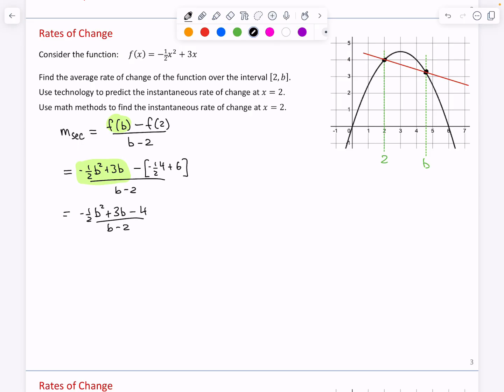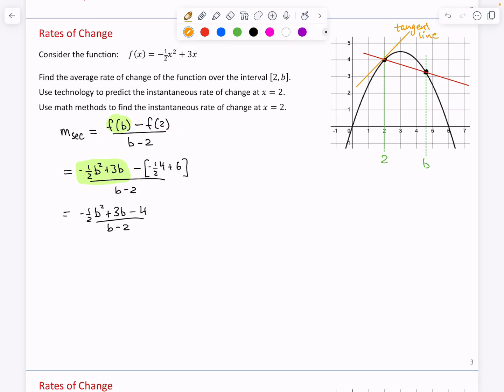This is the formula that will give me the slope of the secant line. All you have to do is tell me what b is specifically. Now let's use technology to predict the instantaneous rate of change at x equals 2. So at x equals 2, I'm looking for the slope of a tangent line. Imagine the tangent line. I'm picturing that orange line, and we want to predict its slope.